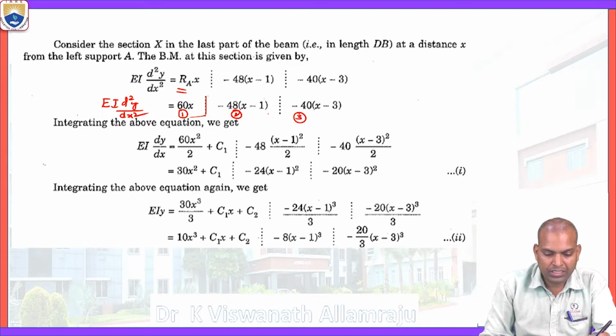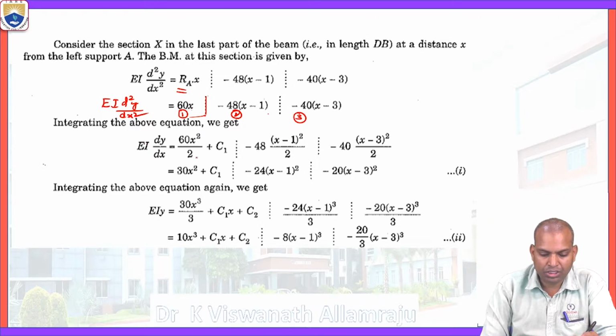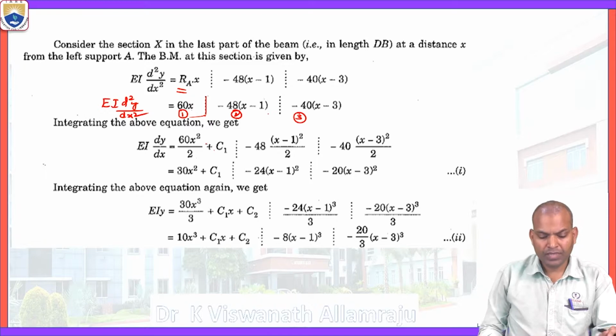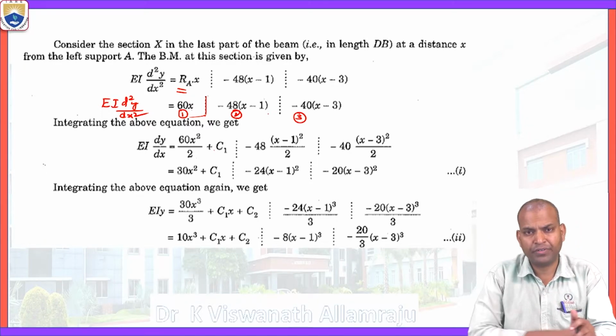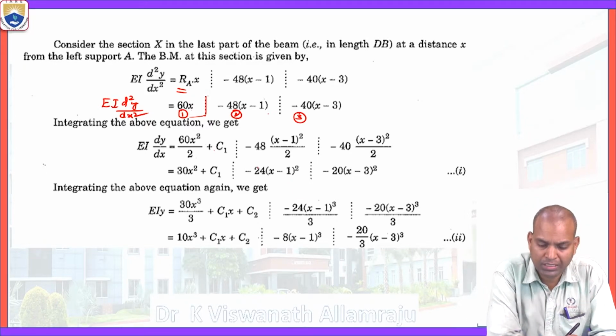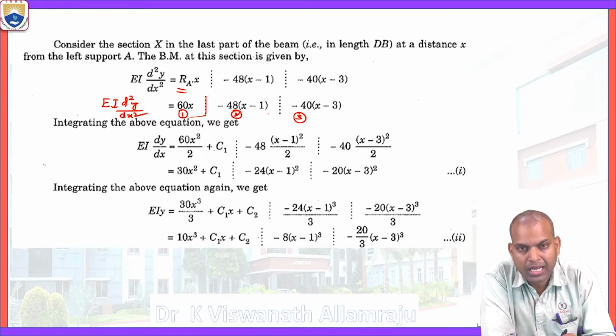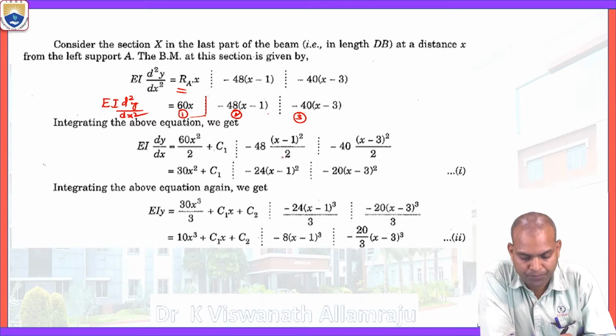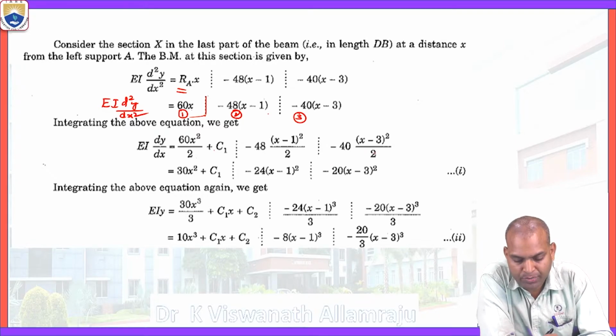Now for this equation, if you integrate once, then that equation is transformed to a slope equation, that is EI times dy by dx equal to 60 times x square by 2 plus C1. That is the methodology. We have to add the constant of integration for the first part only. Minus 48 times x minus 1 whole square by 2, minus 40 times x minus 3 whole square by 2.